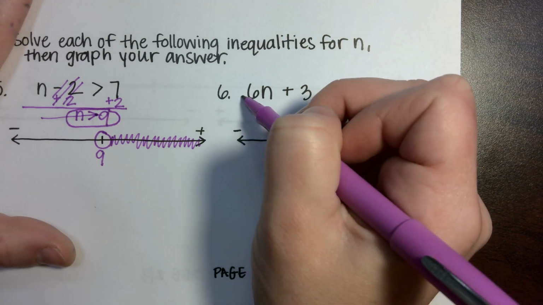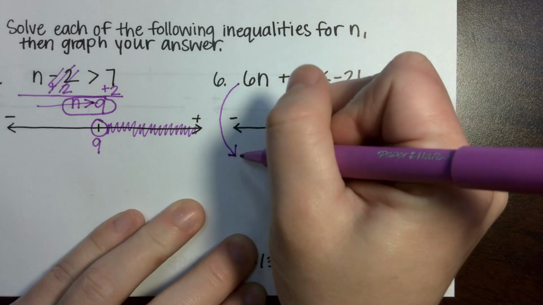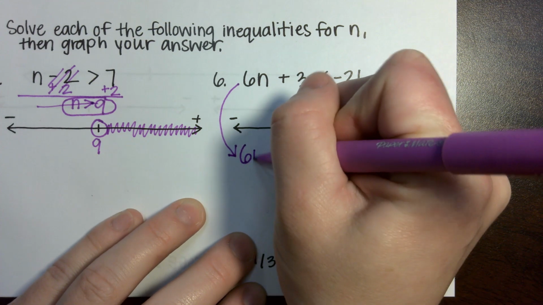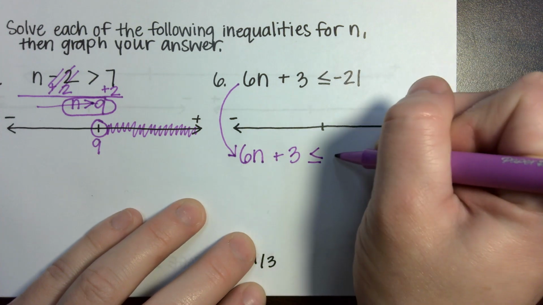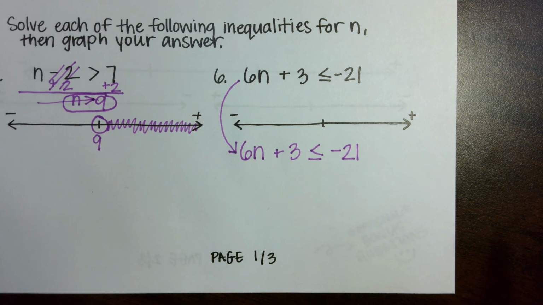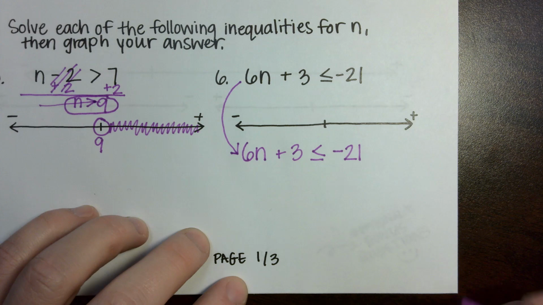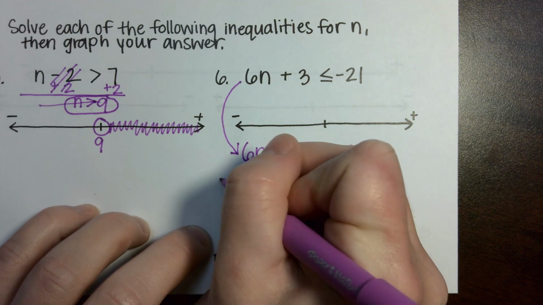Okay, number 6, I'm going to rewrite this below so that I have a little more space. I have 6 times n plus 3 is less than or equal to negative 21. What should I do first to solve this? Good. Subtract 3 from both sides.